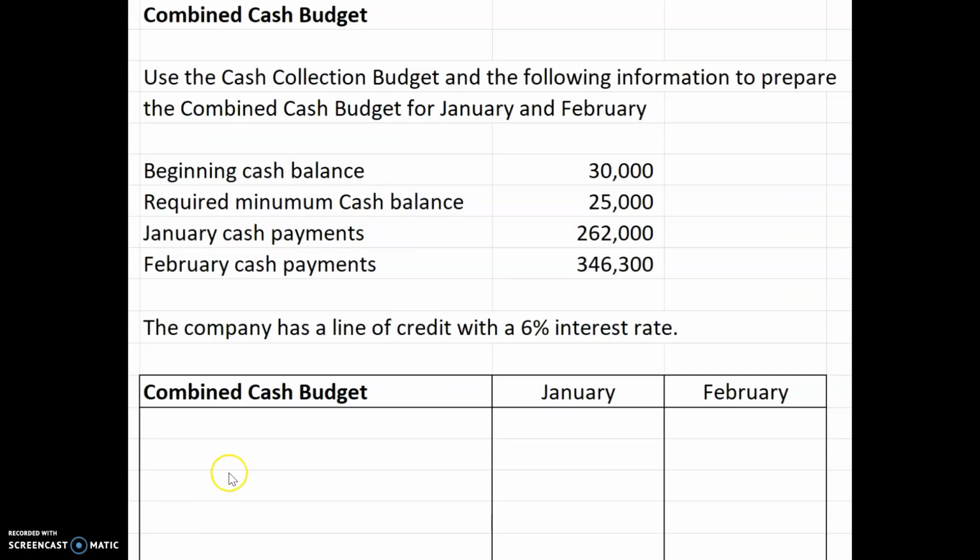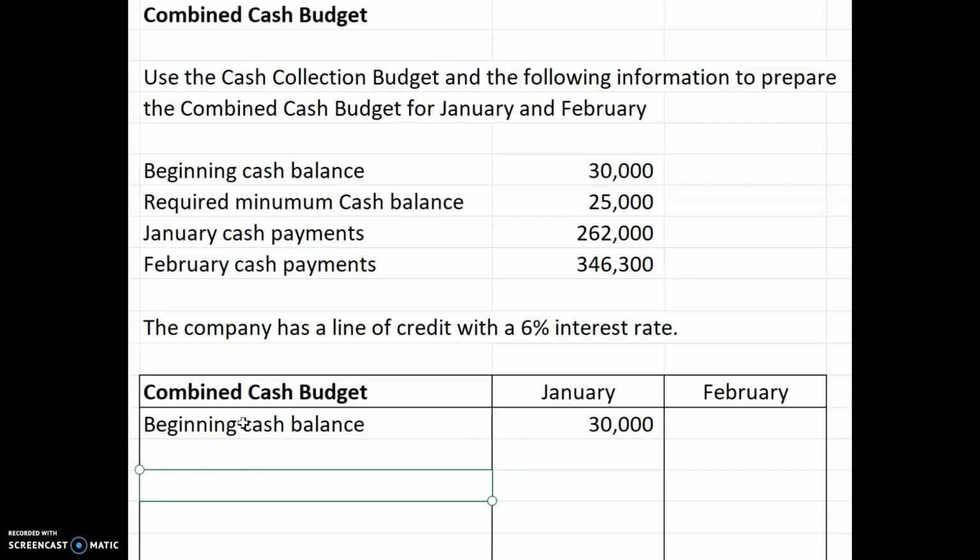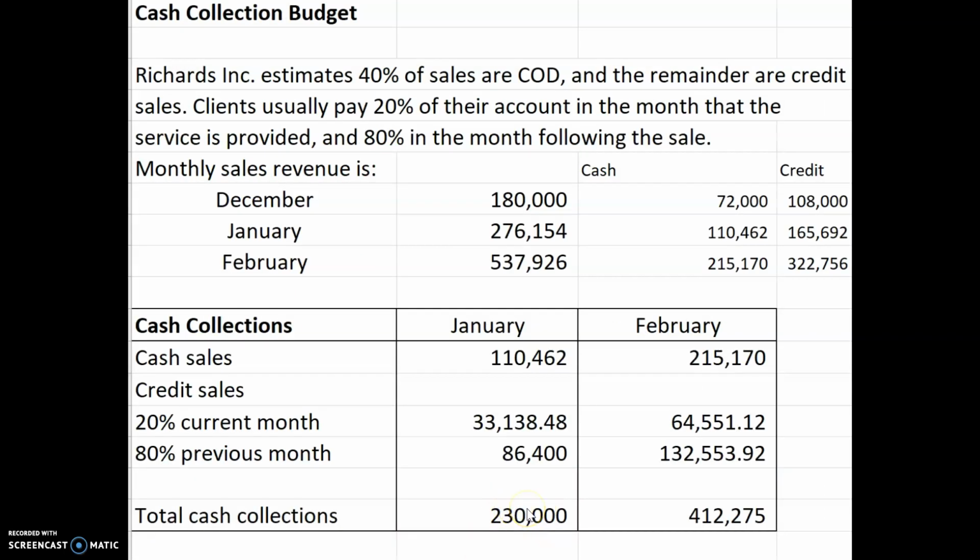Okay, so here we are. We're going to prepare the combined cash budget for January and February. Our starting point is our beginning cash balance, and we're told that it's $30,000 for January. Then we add to it our cash collections. So we would go to the cash collections budget, and we can see our cash collections is $230,000. That's what we'll list on the January combined cash budget.